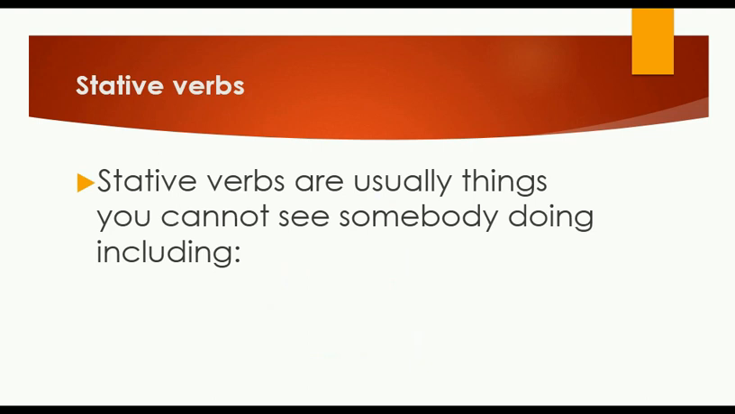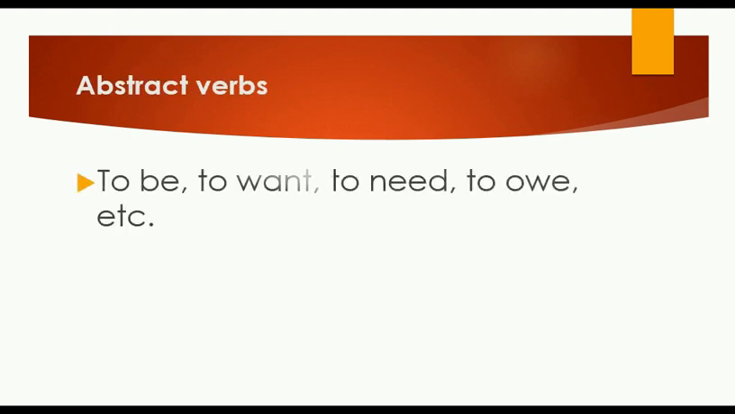The second type of verbs is the stative verbs. Stative verbs are usually things you cannot see somebody doing, including abstract verbs like to be, to want, to need, to owe, and etc. If somebody wants something, we cannot know that, because that person cannot use his or her physical movements in order to express this verb. This verb cannot be expressed by physical movements.